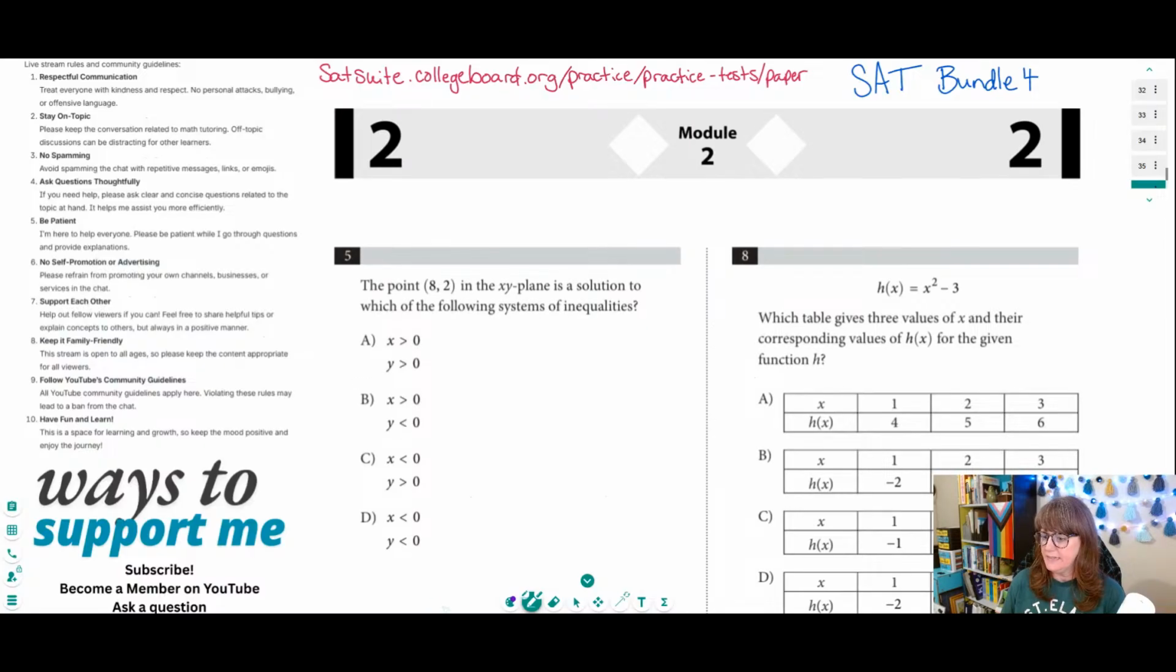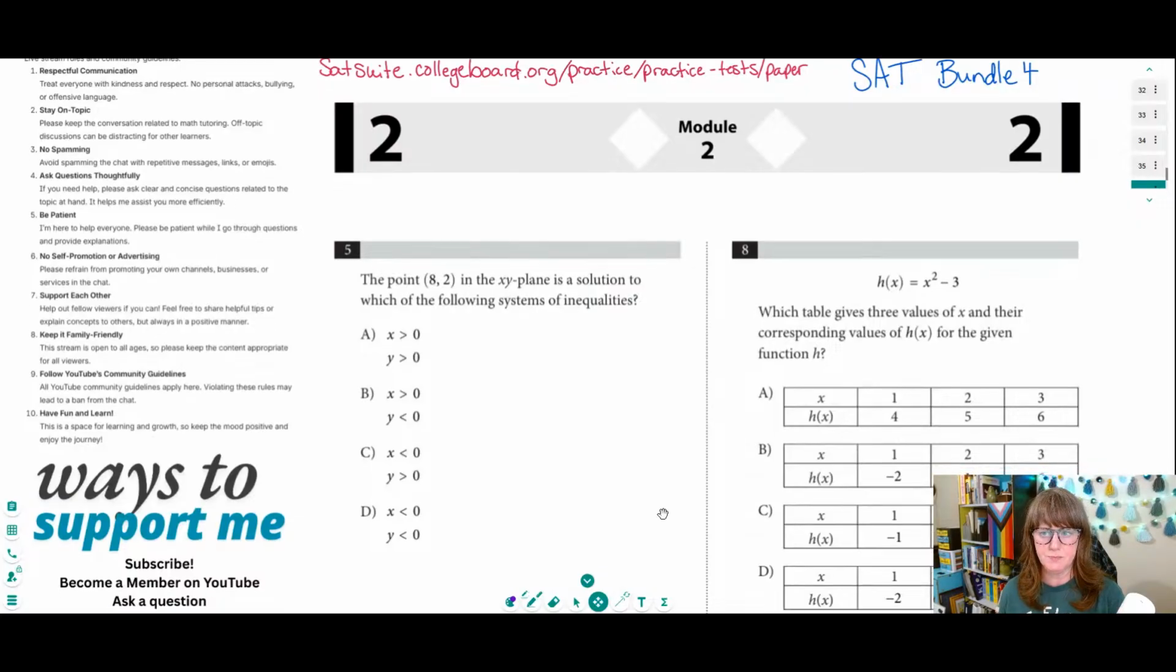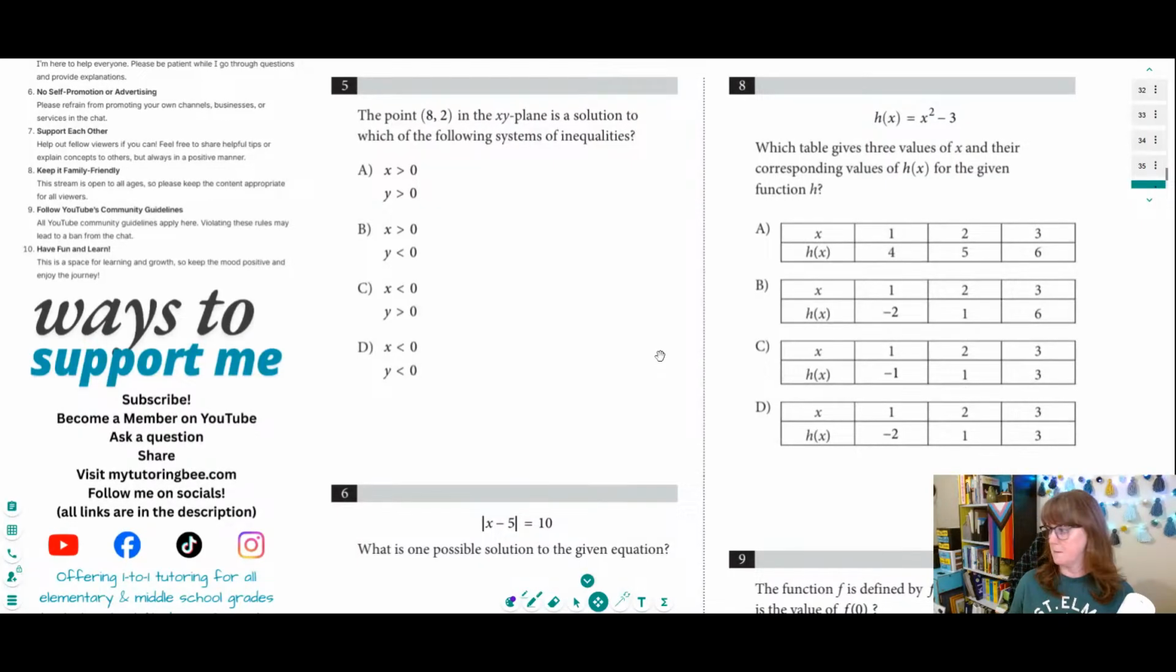Let's go on. Okay. We're going to finish up this last page here. Again, I'm trying to get through 2 pages for each module per week because we have about 4 weeks before the SAT.